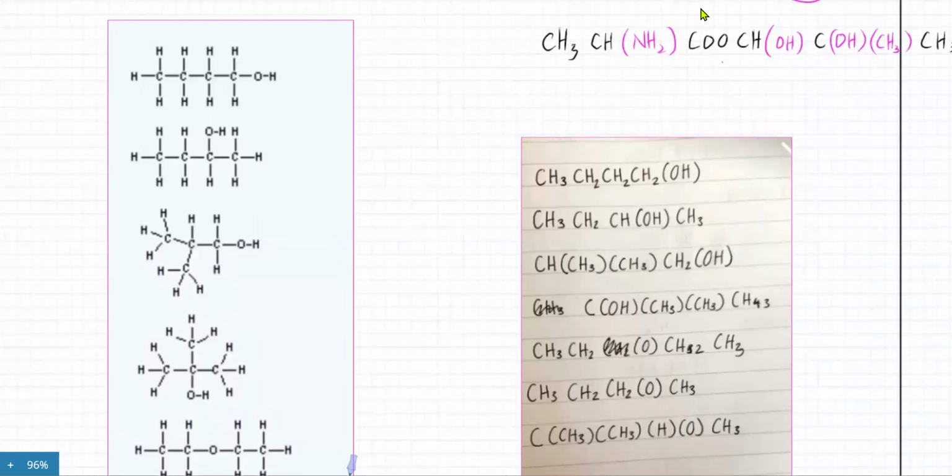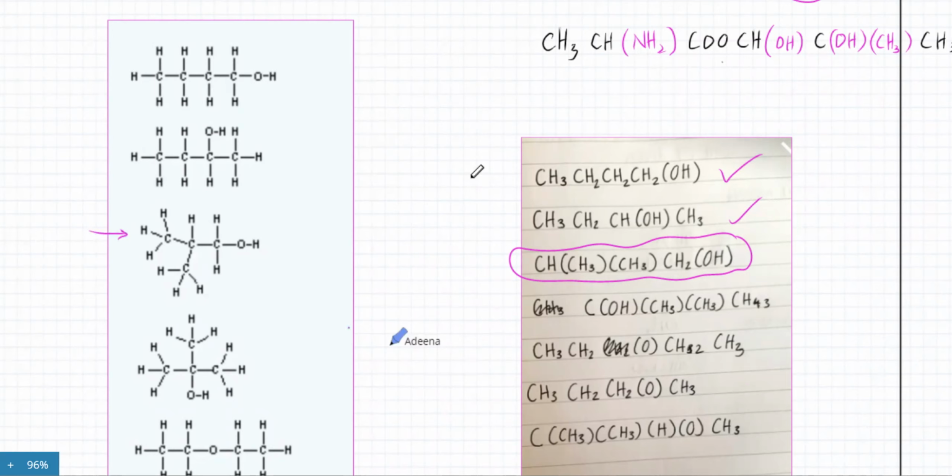Okay, so the first one is fine. The second one is fine. The third one doesn't look right. I mean, you go from any side. Let's say you go from left to right.